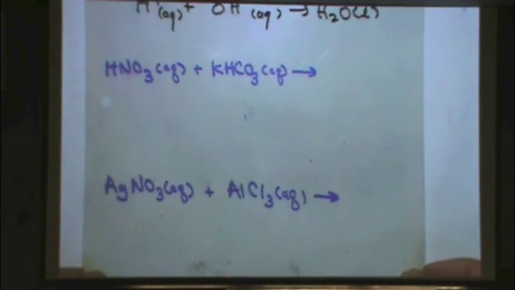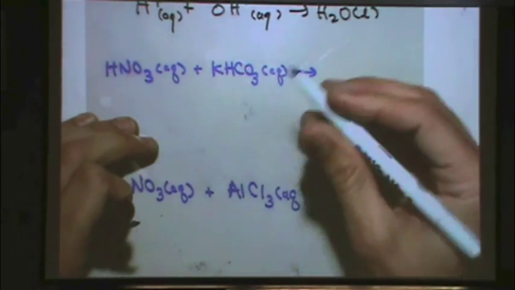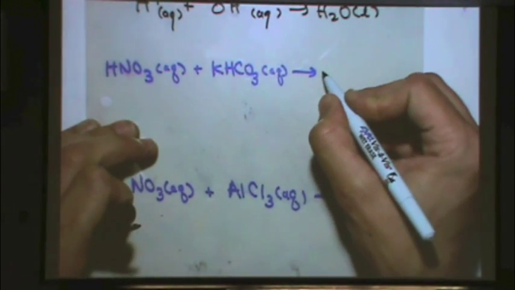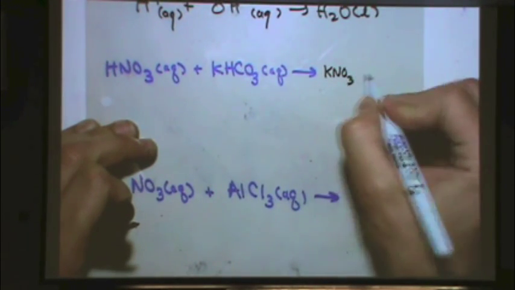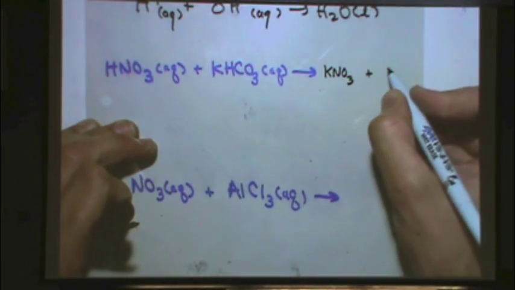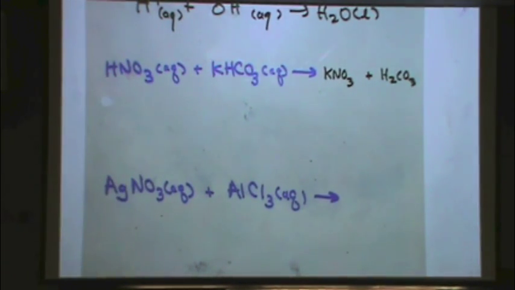Let's try the next one. Again, a double replacement. Let's do step 1, write the reaction in balance. So I've got KNO3, and I've got H2CO3. Okay. Now, that's step 1. It's balanced. Oh, good. It's written, it's balanced, we're good.